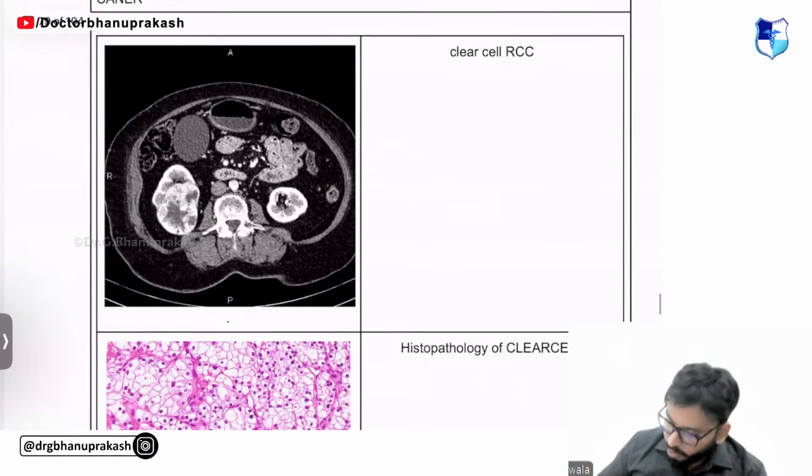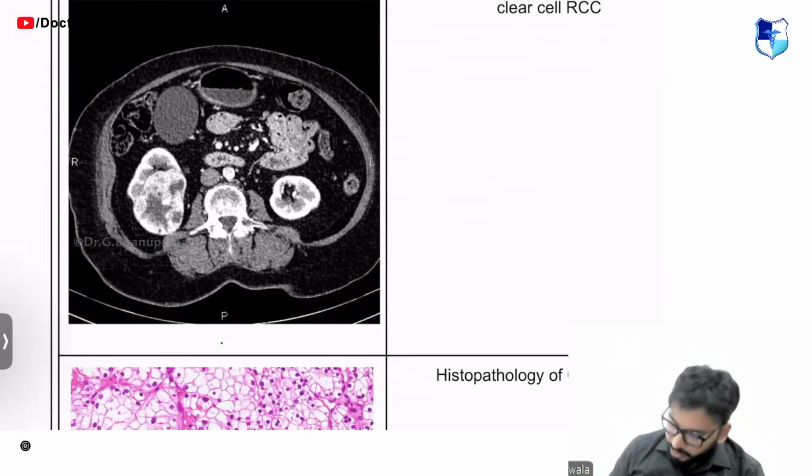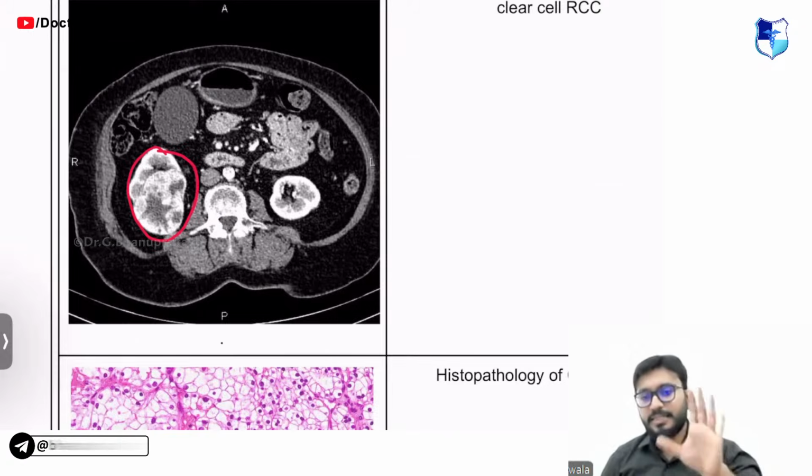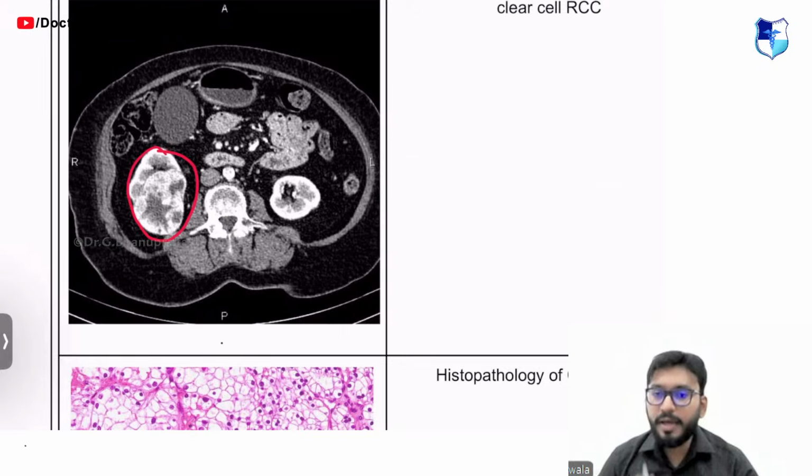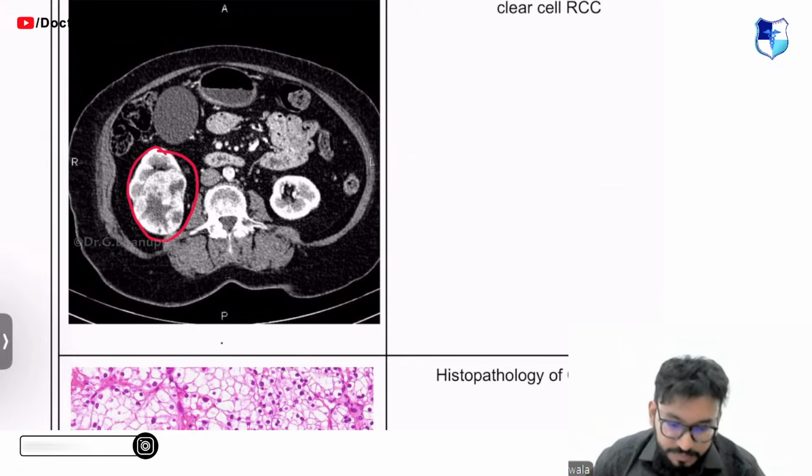Moving on. This is a clear cell renal cell carcinoma. Can you see this? There is a classical triad of renal cell carcinoma. There is an abdominal mass. Hematuria, second point. And third is pain radiating from loin to groin. Have you heard of this?